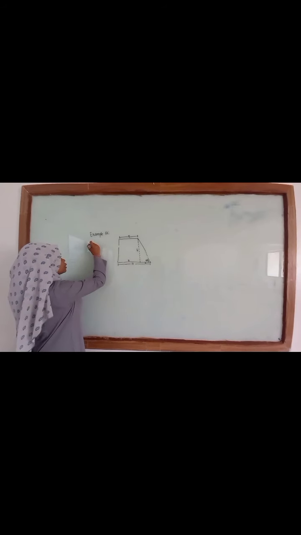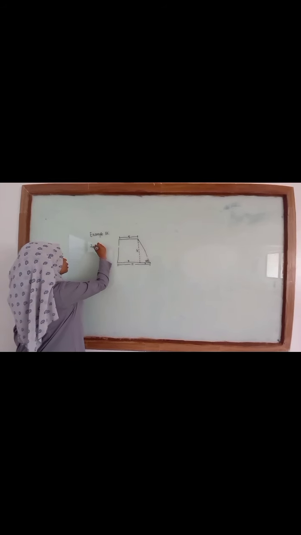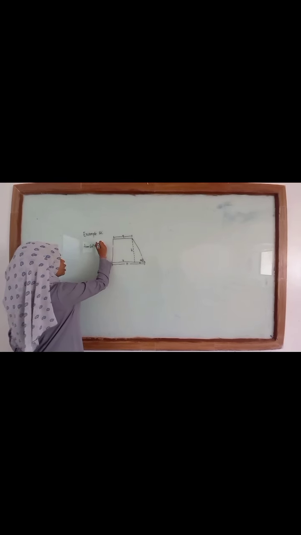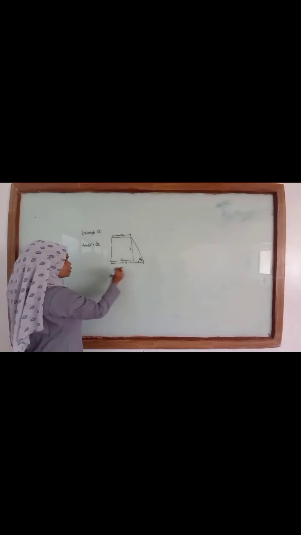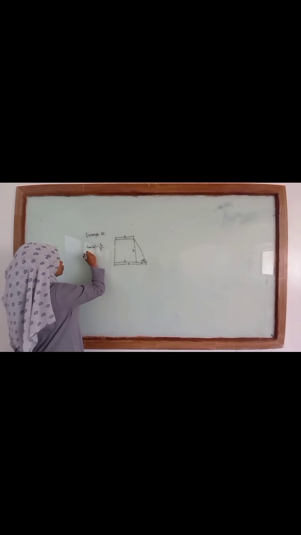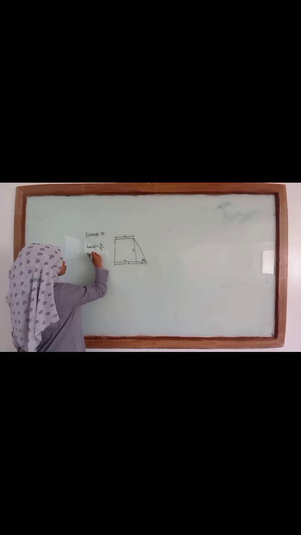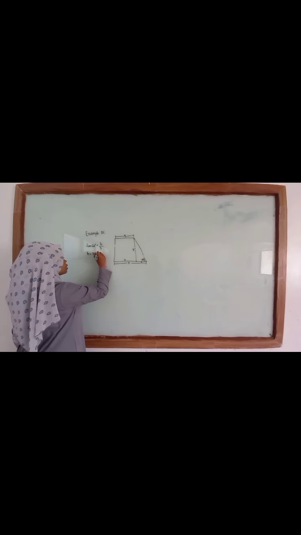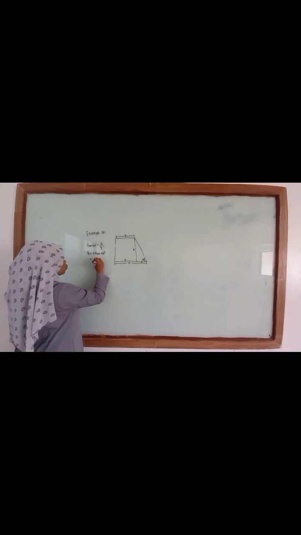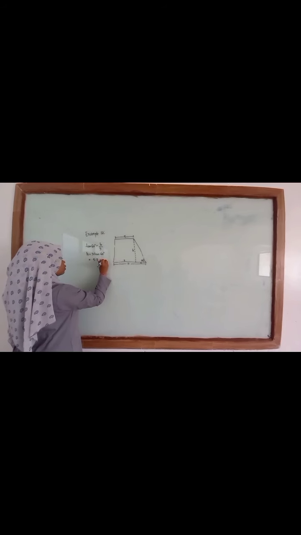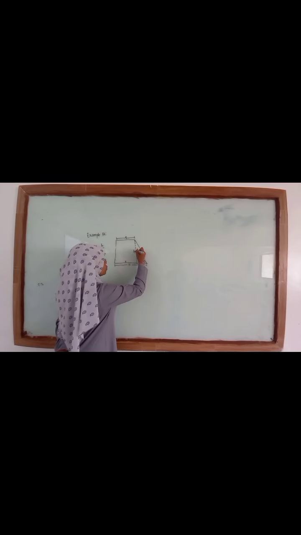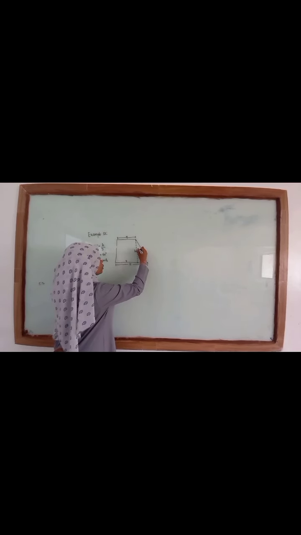So we have tangent 60 degrees equal to the opposite, which is the height, over the adjacent, which is 3. By cross multiplication, we have h equal to 3 times tangent 60. This will give us 5.2 units. So that is the length of the height.